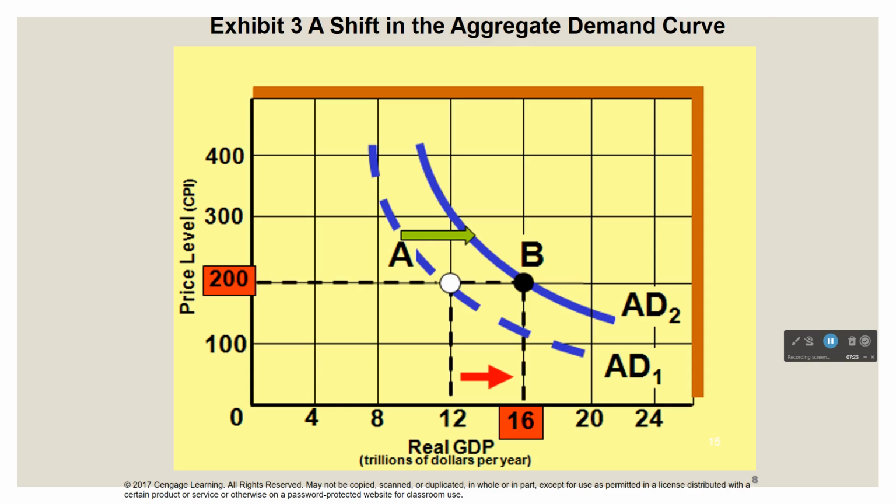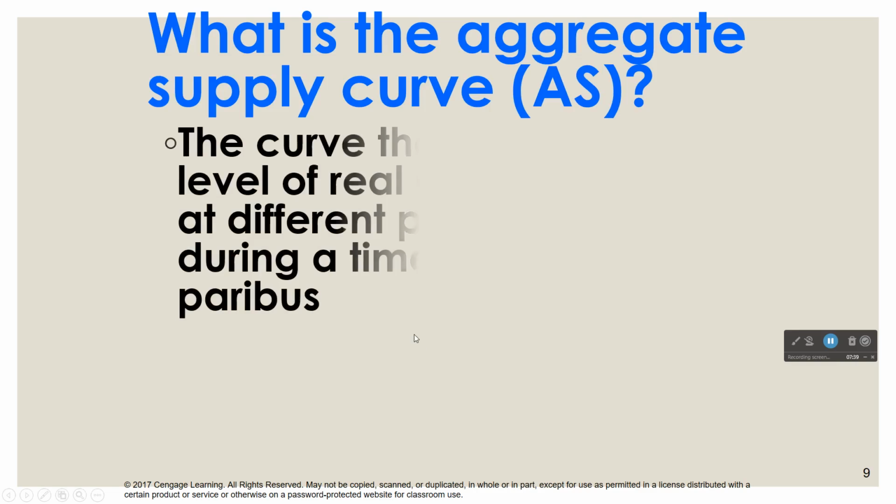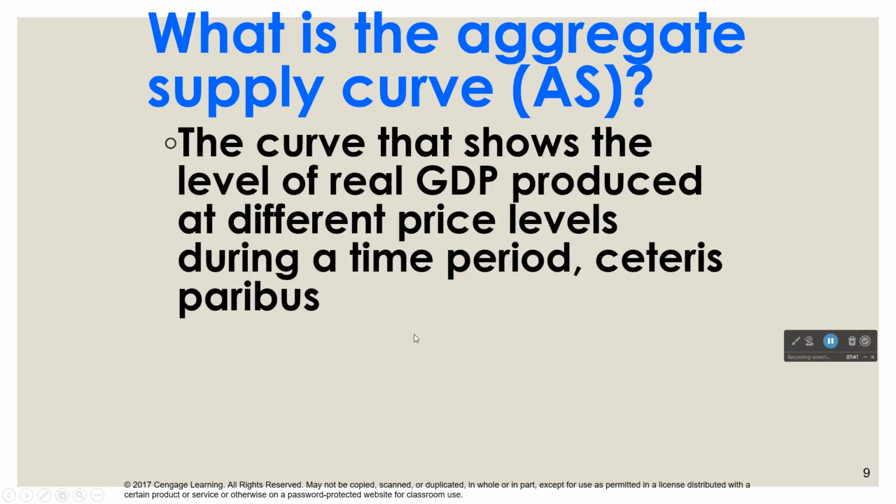Welcome back. The next thing we're going to look at is something called the aggregate supply. In economics, you always have some kind of demand and some kind of supply. Here we have aggregate demand, and we're also going to have an aggregate supply curve. What is aggregate supply? It is a curve that shows the level of real GDP produced at different price levels during a time period, ceteris paribus.